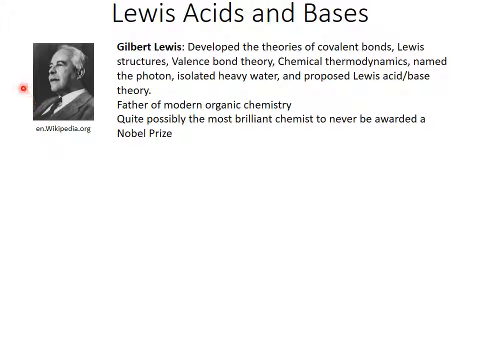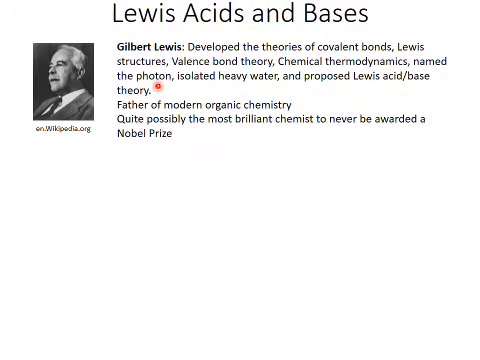This is where Gilbert Lewis comes into the picture. Gilbert Lewis was an extremely prominent scientist from about the early 1900s to just after the mid-1900s, and he's one of the most amazing chemists we've ever had. He developed the theories of covalent bonds. He developed those Lewis structures that you learned to draw last semester. He developed valence bond theory. He did much important fundamental work in the thermodynamics of chemistry, which we just spent time learning about this semester.